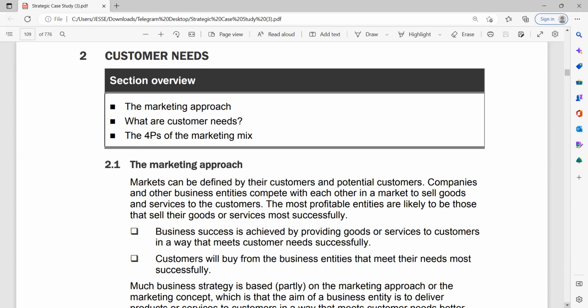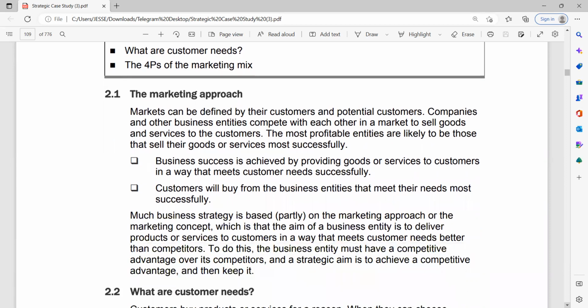So what's a market? A market is where customers and sellers meet, right? It could be a physical place, it could be online, it could be anywhere. So markets can be defined by their customers and potential customers. Companies and other business entities compete with each other in a market to sell goods and services, right? So to succeed in a market, you need to have some superior kind of service.